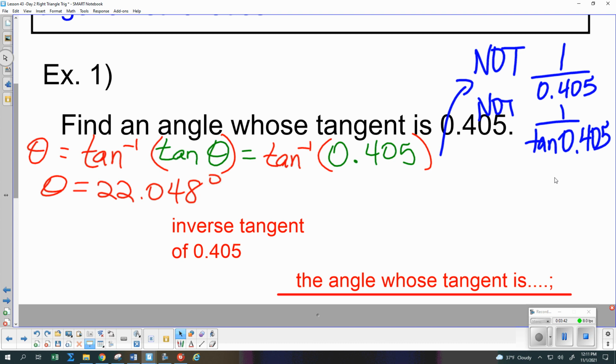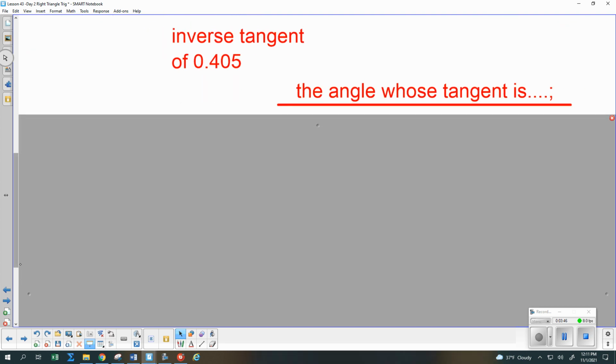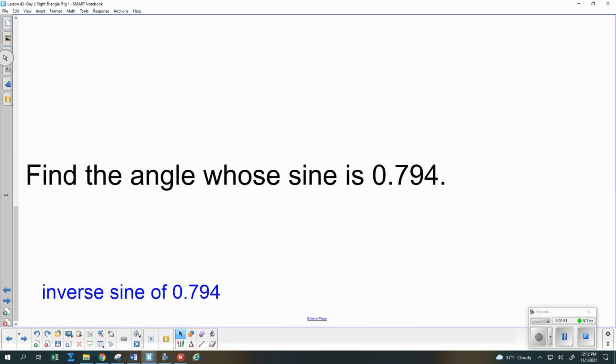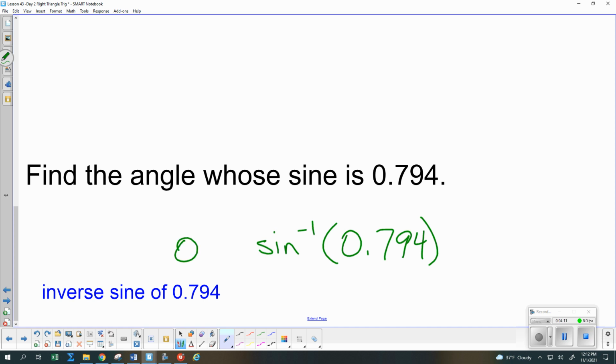Okay, let's try another one. I've got that on the same slide here. Okay, this time we want the angle whose sine is 0.794. The angle whose sine is 0.794 looks like that. And as you get comfortable with this notation, you may start writing it like that, we're trying to find this angle.